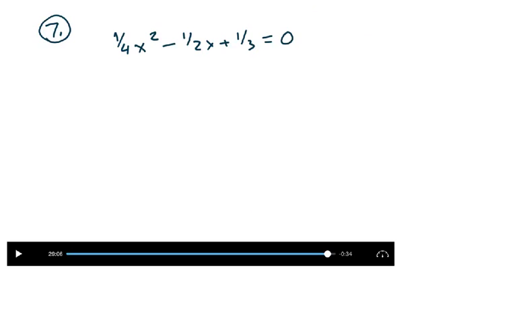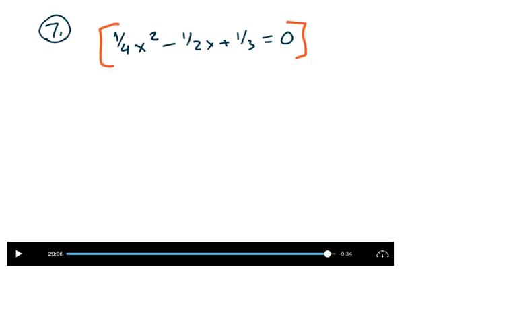Okay, in number 7, the intimidation factor is the fractions, but we've learned throughout this course, and I really do hope that this idea was the first thing that popped into your head, which is we're going to multiply through by the number that's going to get rid of 4, 2, and 3.